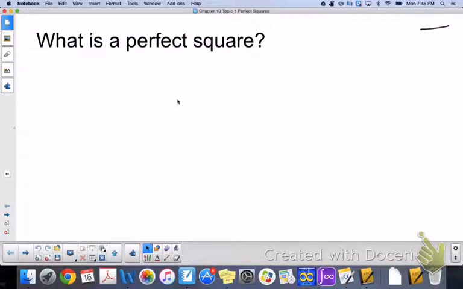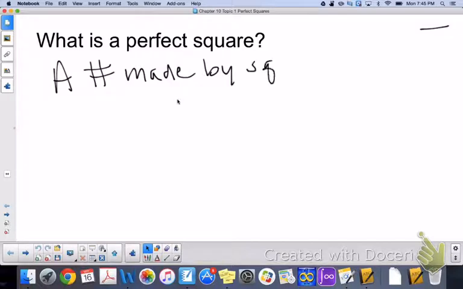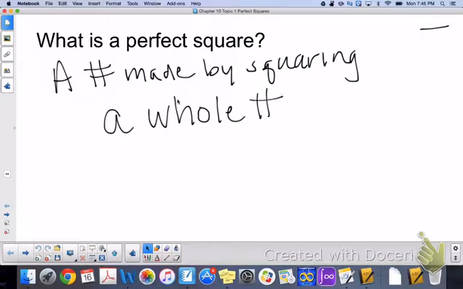Okay, first topic in chapter 10 is perfect squares. So we are going to talk about what is a perfect square. Now, a perfect square is a number made by squaring a whole number. And that is the simplest definition there is. If you square a whole number, that gives you a perfect square.